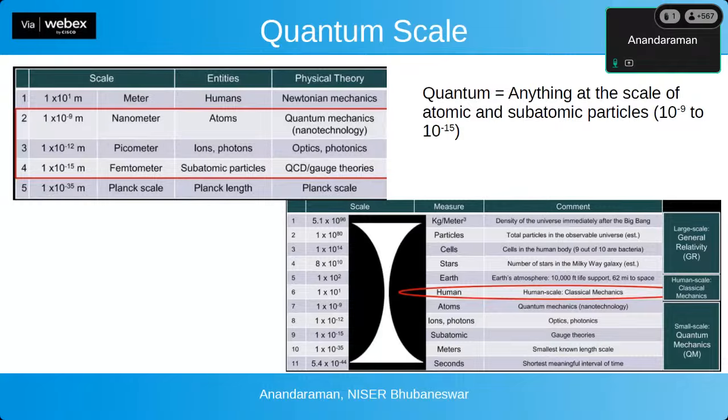If you are using these quantum particles to build a computer, then it is called a quantum computer. So basically we are dealing with atoms and subatomic particles.